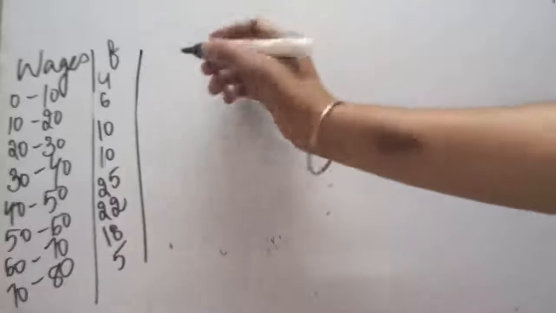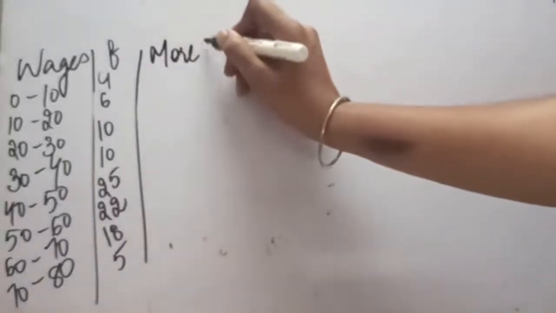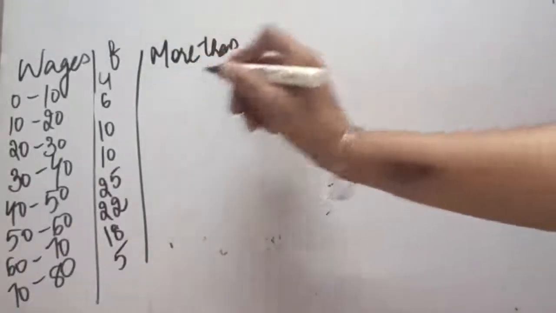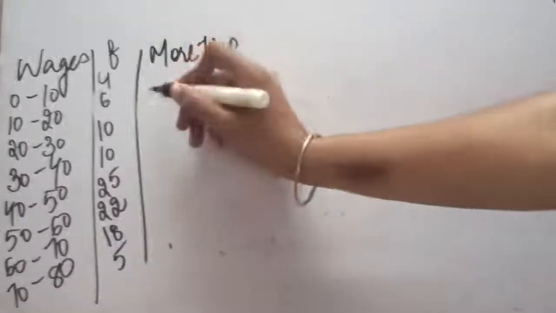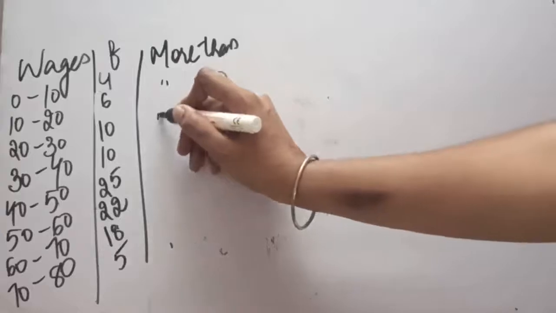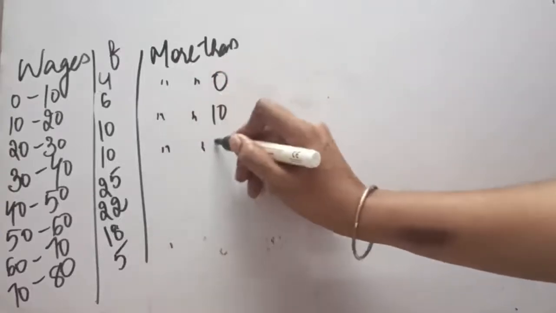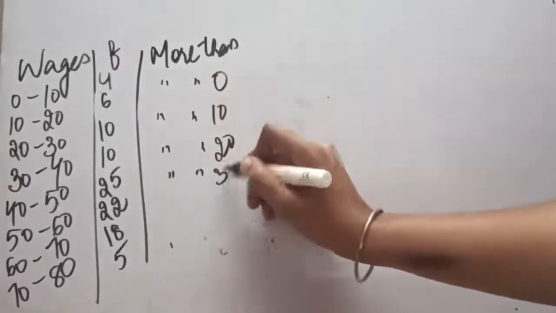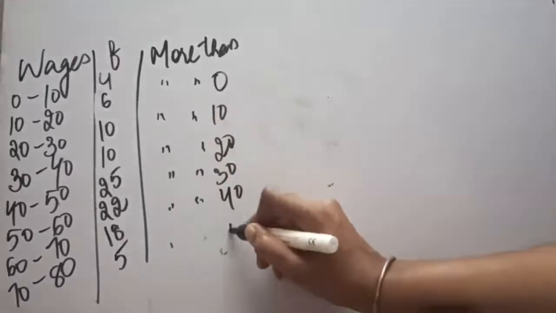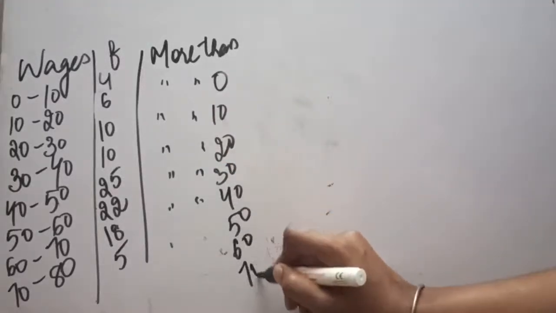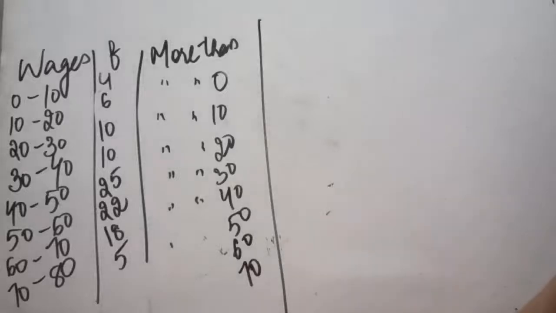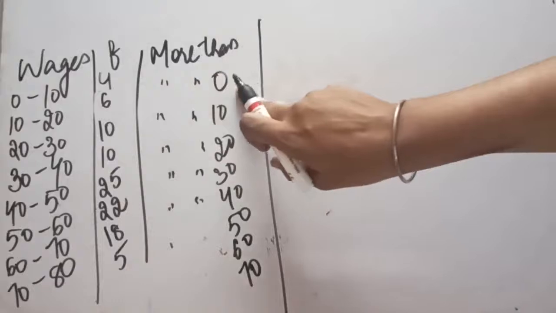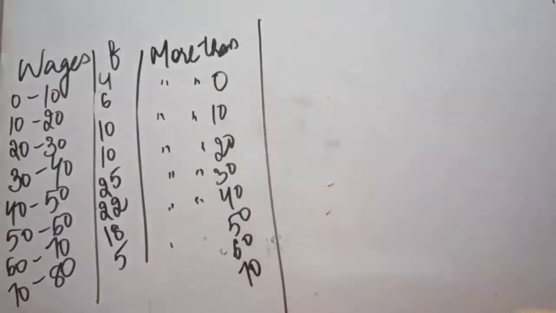Now the second method for drawing the ogive is that we can convert the series into a more than series. For calculating the more than series, it will first be more than 0, 0 to 10, then more than 10, more than 20, more than 30, more than 40, 50, 60 and 70. In less than we went till 80 because that was less than. In case of more than, the last interval is more than 70, so it will go till 70.